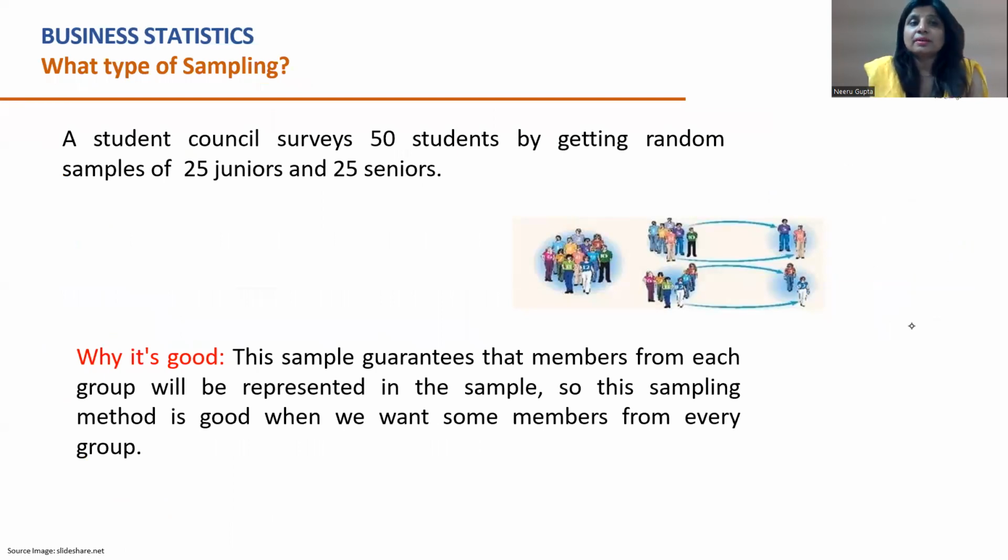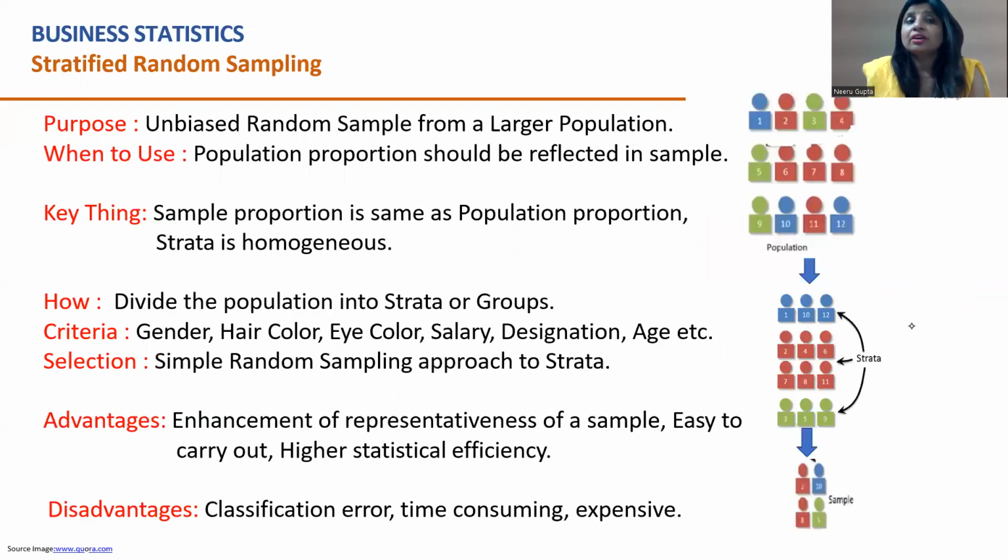Now see another example. A student council surveys 50 students by getting random samples of 25 juniors and 25 seniors. Then this sample guarantees that members from each group will be represented in the sample. So this sampling method is good when we want some members from every group. I think you can have an idea which kind of sampling this is. Yes, this is stratified random sampling.